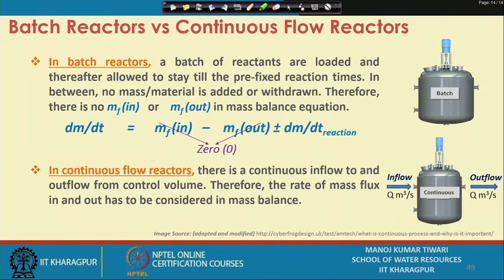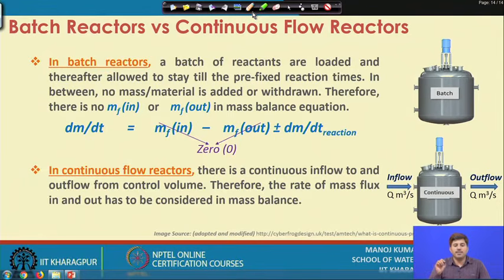To begin with, there are two types of reactors: batch reactors and continuous flow reactors. The batch reactor is simply where a batch of reactants is loaded and thereafter allowed to stay till a prefixed reaction time. So, you have a tank, you load whatever reactants are needed in the system, and you let the reaction occur for the reaction time. For example, if you want to keep it for 2 hours, just keep it for 2 hours and let the reaction take place.